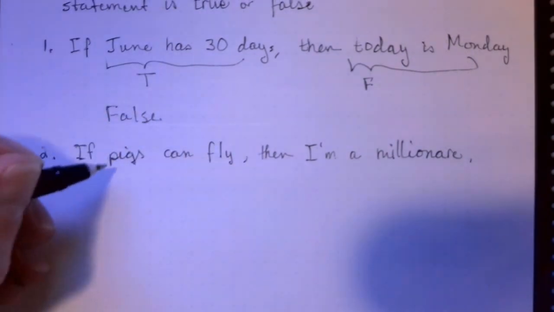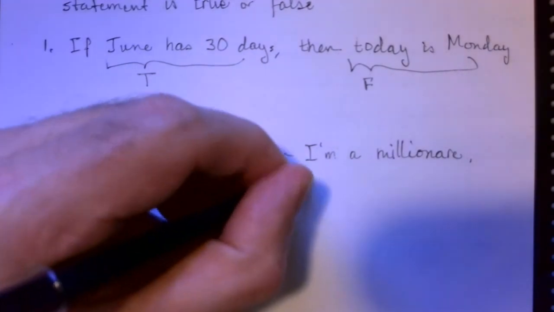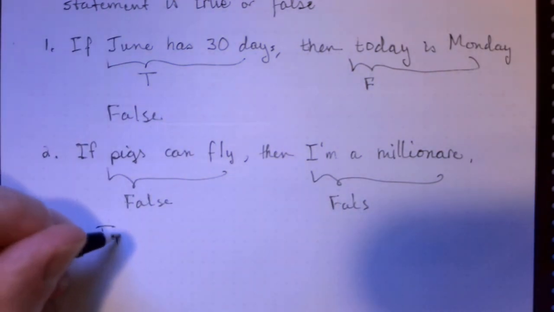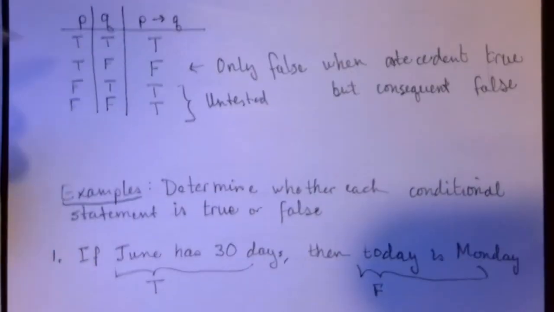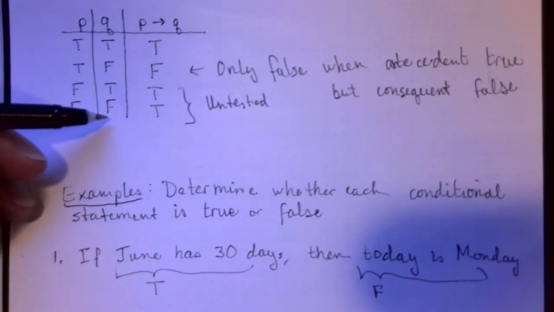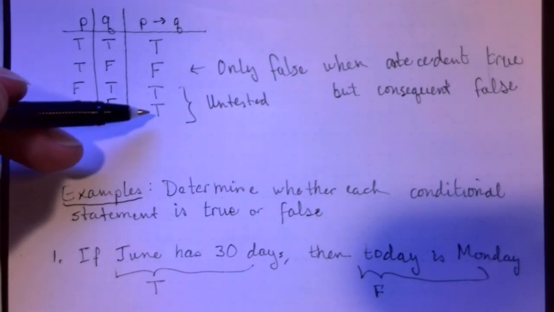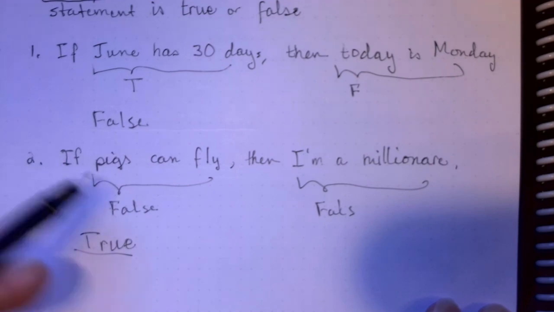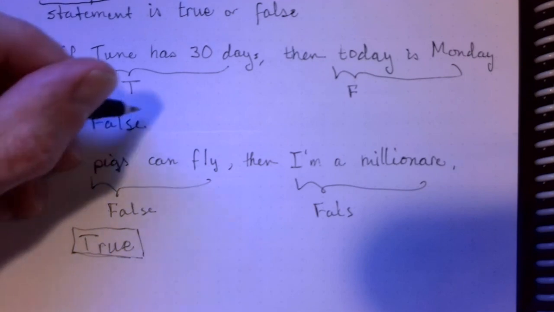If pigs can fly, then I am a millionaire. The antecedent is false, and the consequent is false, so the conditional statement is true. If both the antecedent and consequent are false, that is one of those situations where the statement is what I was calling untested. So it's true. You can't tell me it's false because pigs can't fly. So the conditional statement is true in that case.